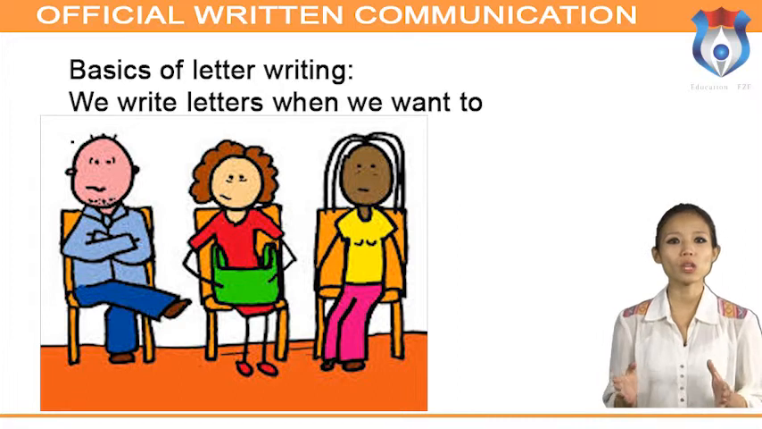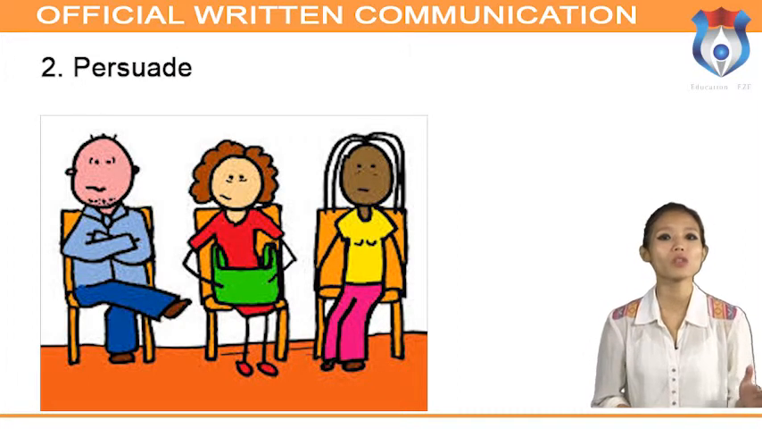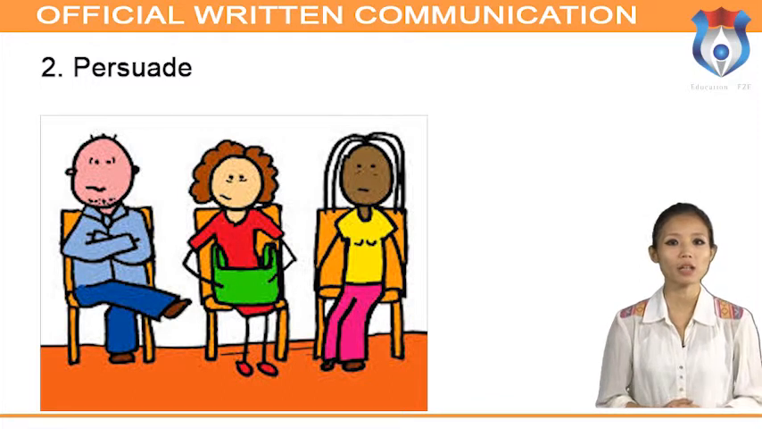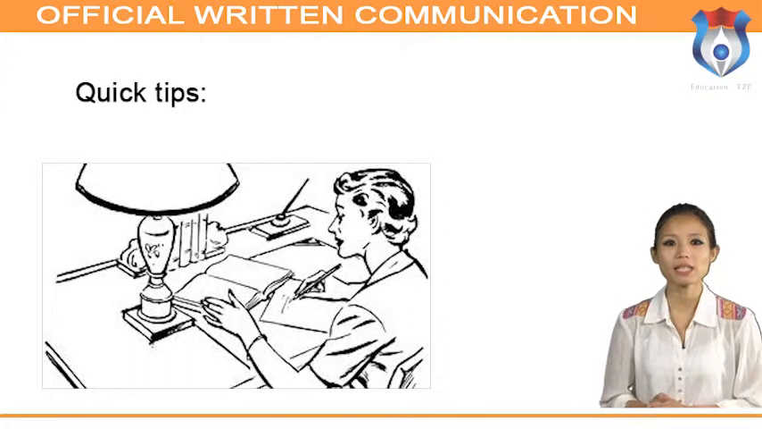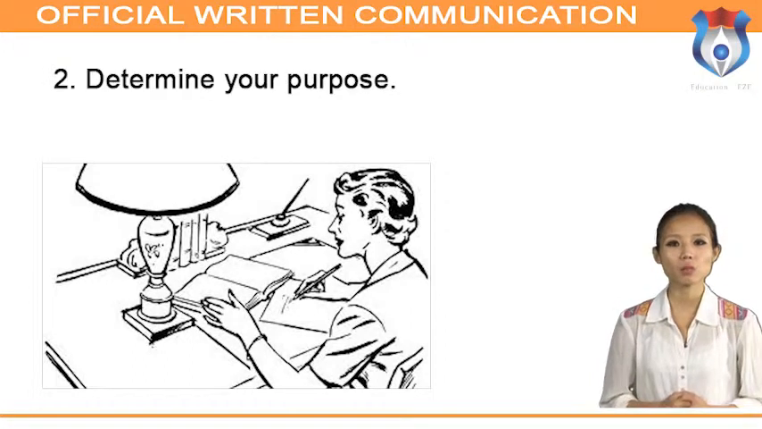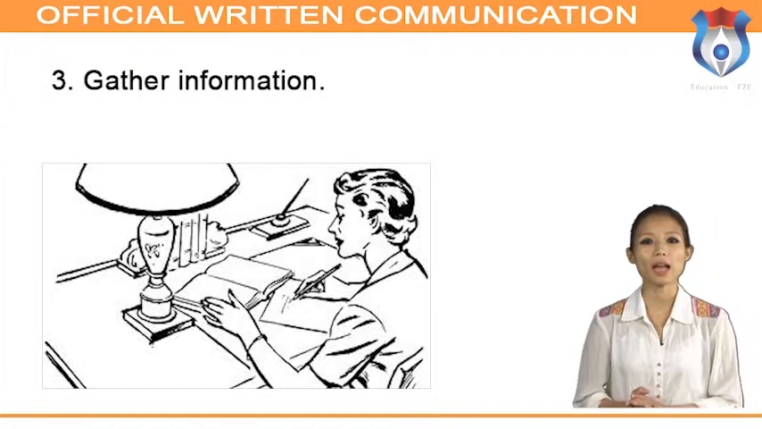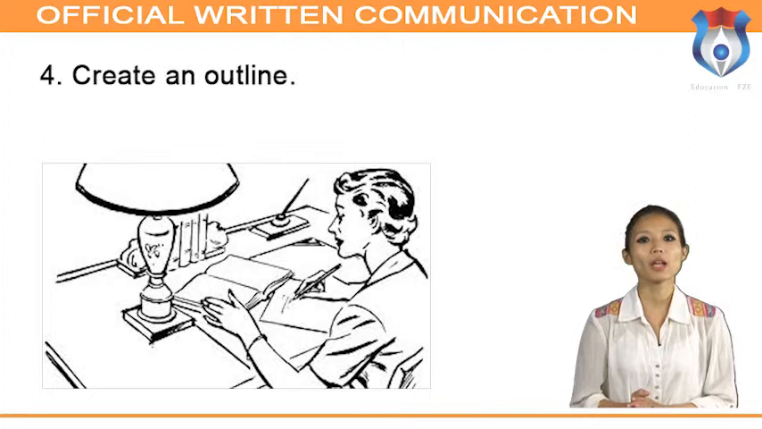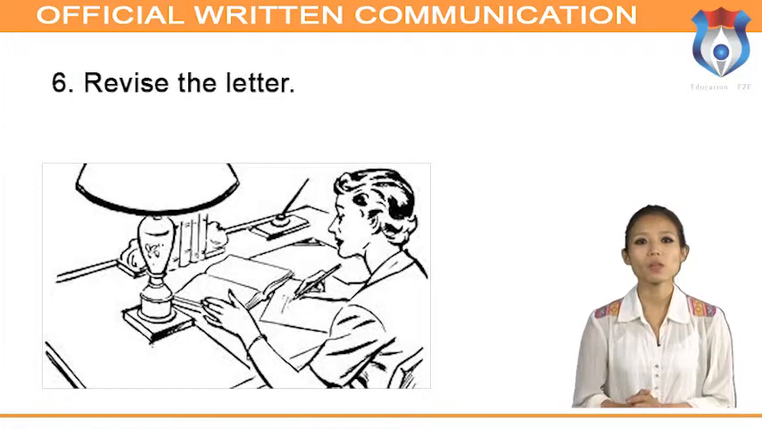We write letters to each other when we want to inform others about something, persuade others to take action or promote an idea, propose our ideas. Now here are some quick tips on writing letters. Analyze your audience and set the tone accordingly. Determine your purpose. Gather information to provide enough information and explanation. Create an outline to make the letter systematic and smooth. Write a draft to organize your ideas. Revise a letter before finally sending it.